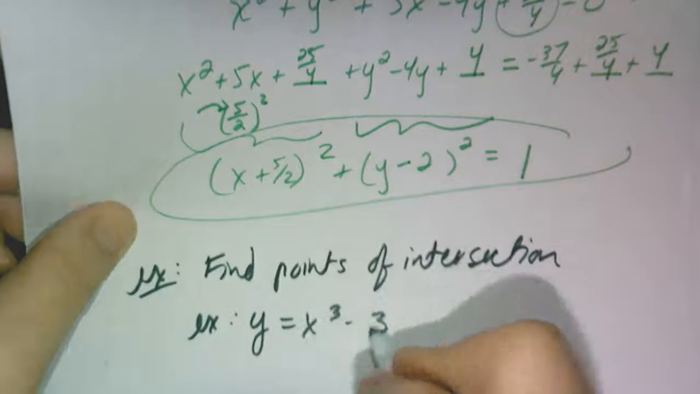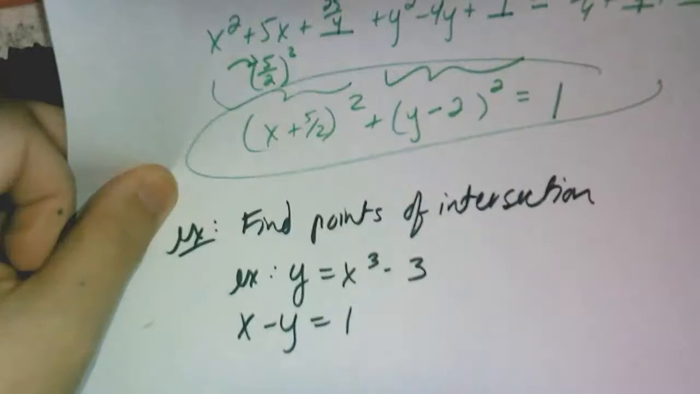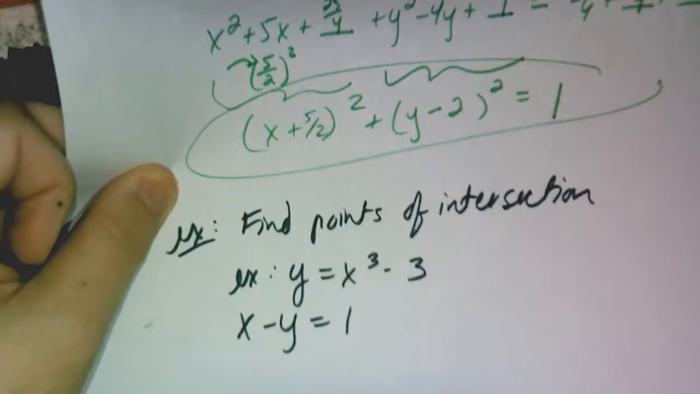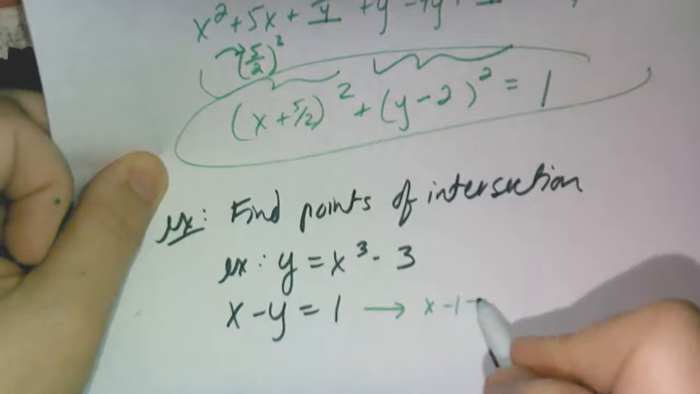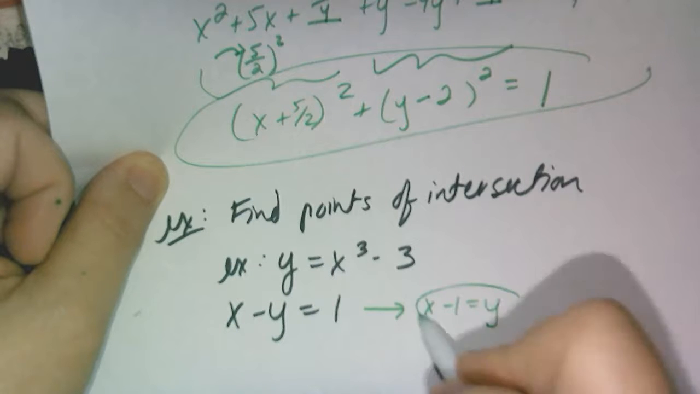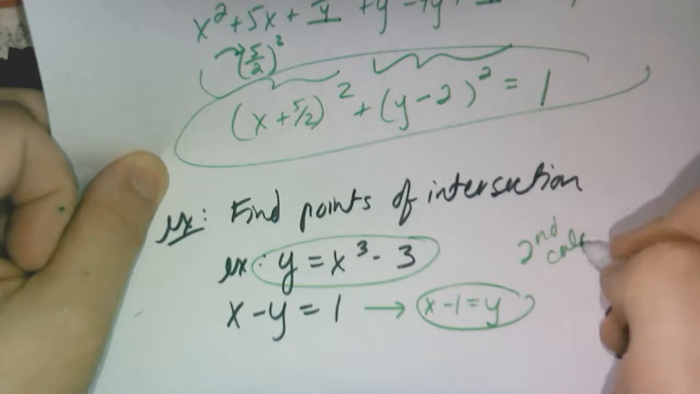So if they give you this tonight, solve each one of these for y. I'm going to let you use your calculator because I want to see if you can remember how to do it. This would be x minus 1 equals y. Put this in your calculator. Put this in your calculator. And then do second calc 5, enter.